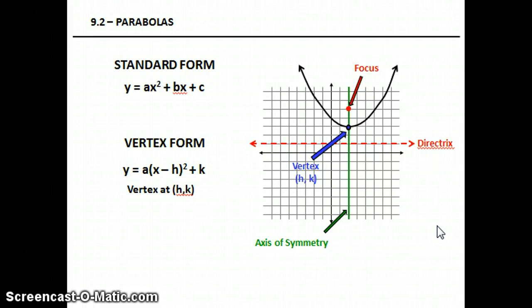There are also some other pieces for the parabola, and that is the focus that sits in the bowl of the parabola, and the directrix, which is exactly opposite the focus from the vertex. This is the exact same distance.